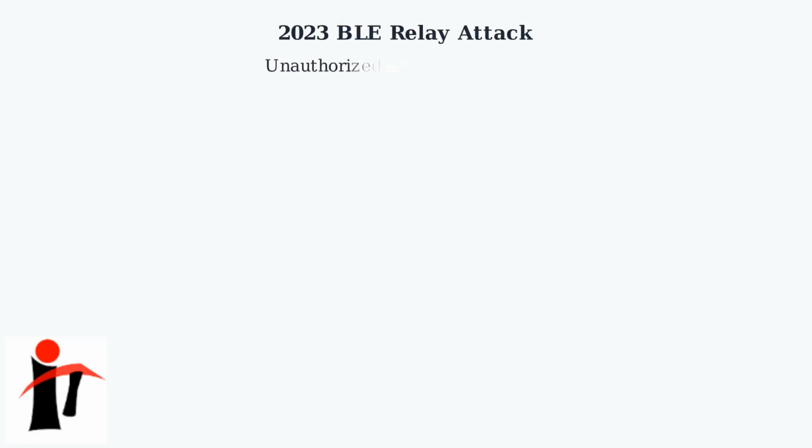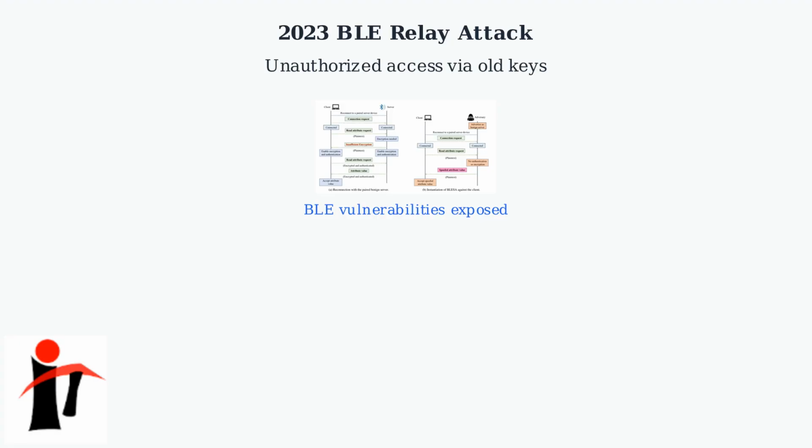In 2023, a security breach exposed vulnerabilities in Tesla's Bluetooth Low Energy system through relay attacks. Hackers could spoof signals to gain unauthorized access using old, unremoved phone keys. This incident underscored the urgent need to remove old keys promptly to prevent such exploits. Tesla responded with enhanced encryption and authentication protocols in subsequent updates. But the case serves as a reminder of BLE's range limitations and the importance of timely key management.